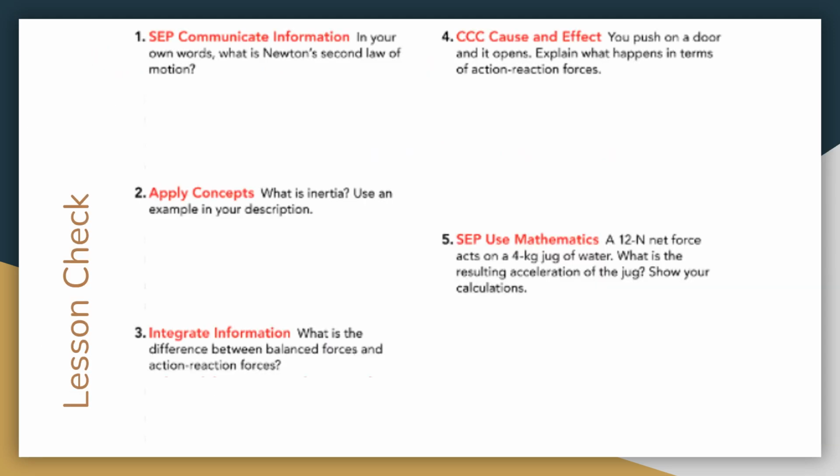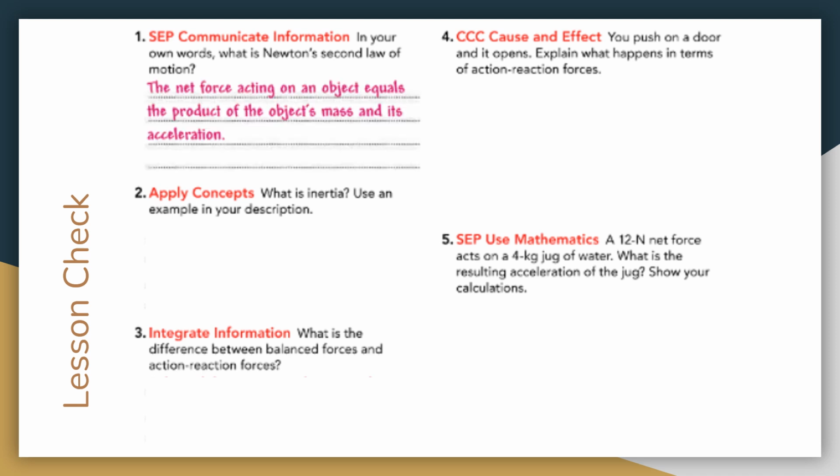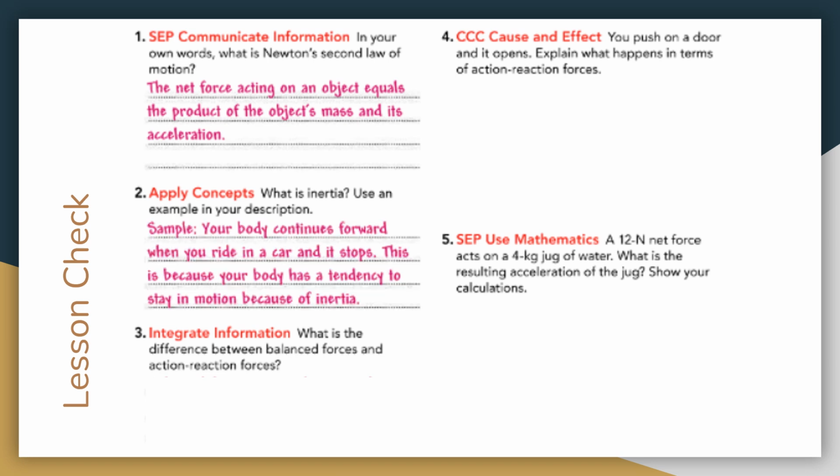So now it's time for our lesson check. So in your own words, what is Newton's second law of motion? An example, the net force acting on an object equals the product of the object's mass and its acceleration. What is inertia? Use an example in your description. An example would be your body continues forward when you ride in a car and it stops. This is because your body has a tendency to stay in motion because of inertia.